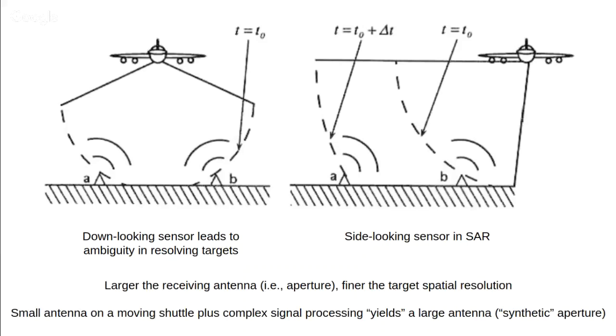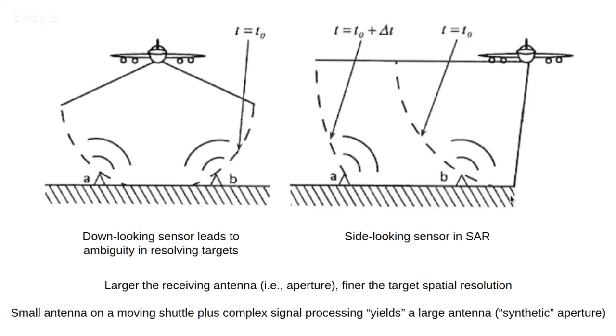A couple of points to note: the larger the antenna on the shuttle, the finer the spatial resolution on the ground that it's able to latch onto. So you can think about it as an aperture. If the aperture is large, you will be able to decipher finer resolution on the ground.